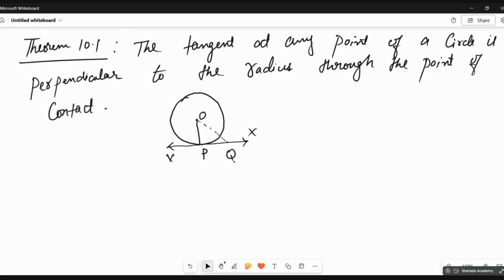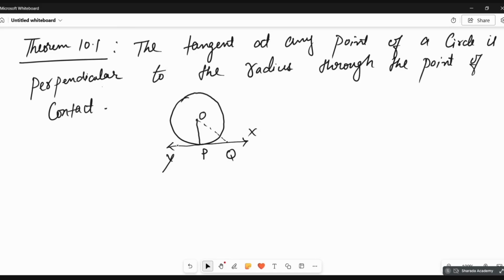So here in this theorem, the tangent at any point of a circle. XY is a tangent here. You have to prove that OP is perpendicular to the tangent XY through the point of contact. That is, the point of contact is P. So at the point of contact, it is perpendicular. You have to prove this.